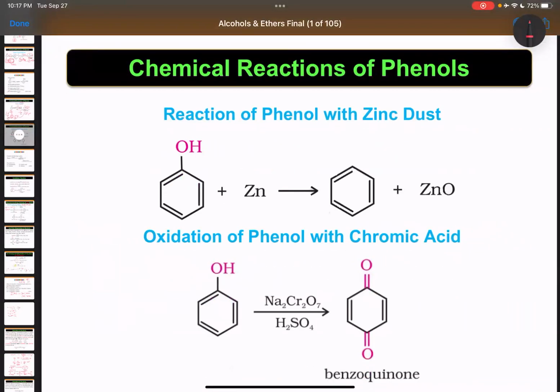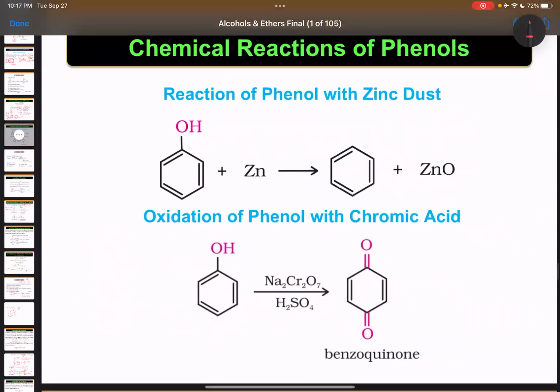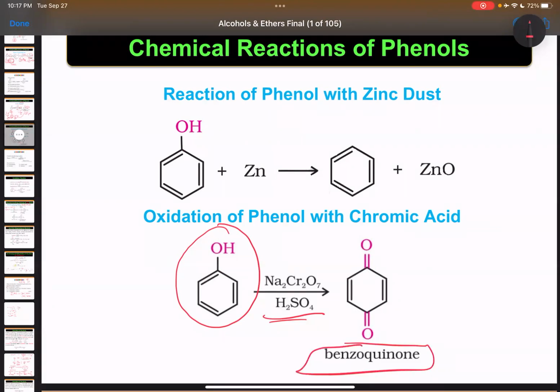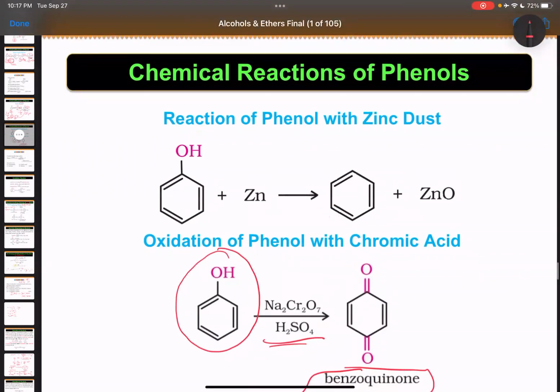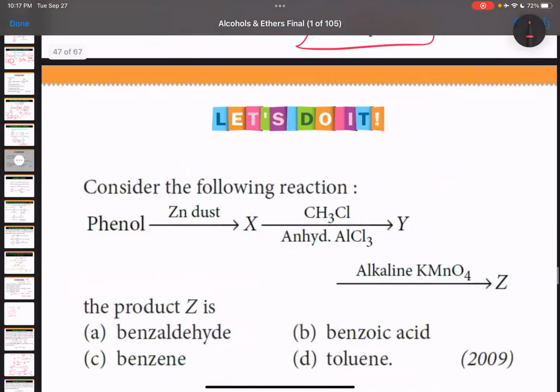Now the reduction and oxidation. Zinc you can take, and zinc will remove oxygen. This is a reduction method, and you will get back your benzene. Till now, we have seen so many methods to get phenol from benzene. This is the only method to get your benzene back. And if you try to oxidize phenol, it can get oxidized very easily, as I told you, because it is very much electron rich, and you will have benzoquinone as one of the products. Not very common reactions, but very important also. Like a basic reaction, just one line, you need to remember that, right? Yes, sir. Now to this question.